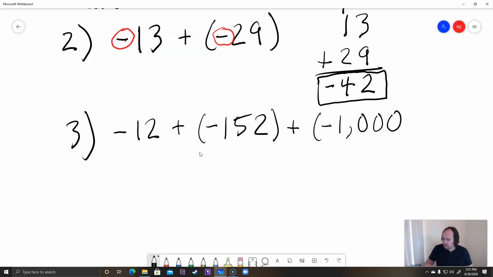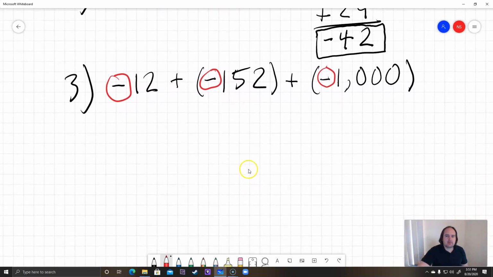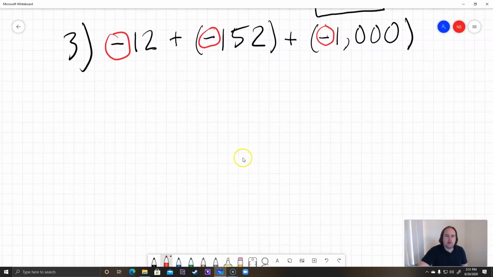Okay? So negative 12 plus negative 152 plus negative 1,000. Now here, notice that the signs of these numbers are all the same. So they're all negative. So how do we add numbers that have the same sign? Well, we keep the sign and we add normally. So we know our answer is going to be negative, just like in the last problem.